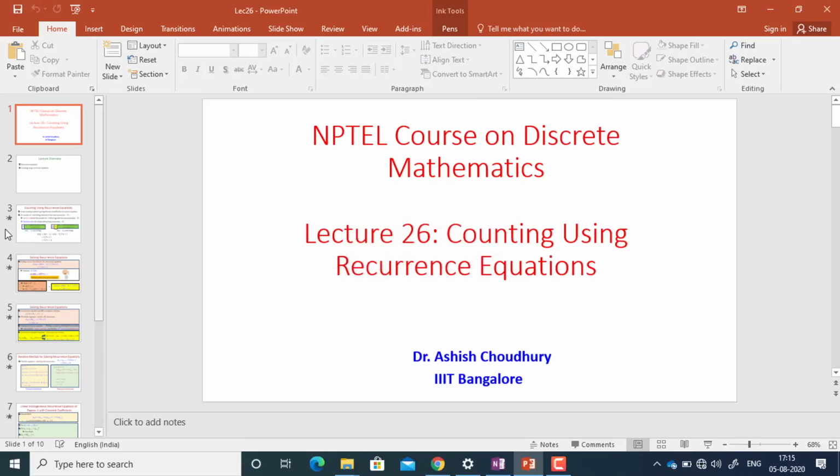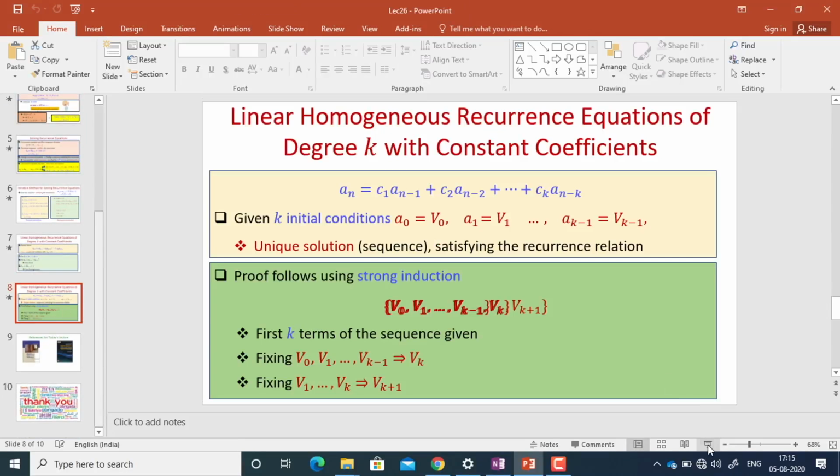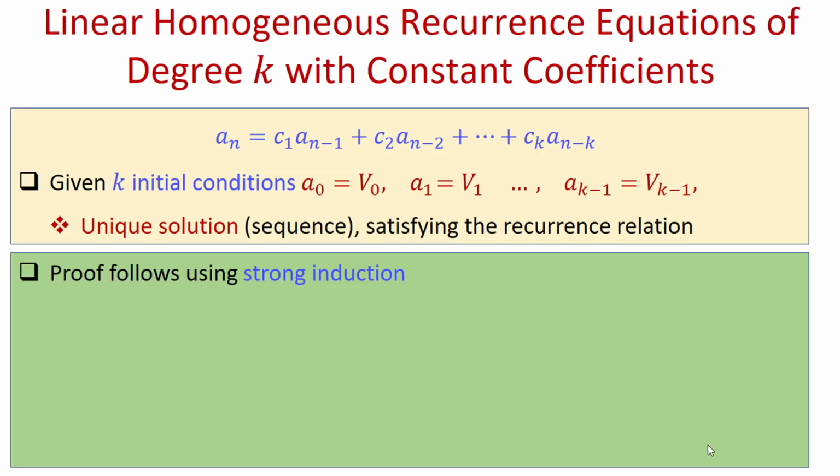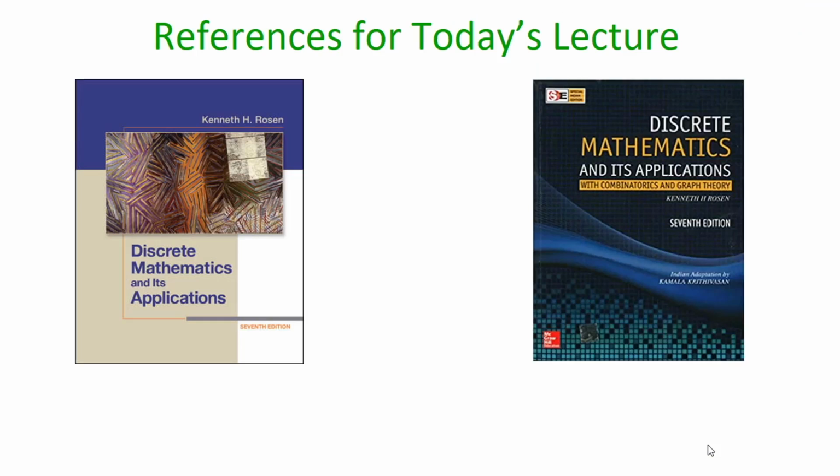But if you are given the initial conditions as well, and the number of initial conditions is the same as the degree, then there will be a unique sequence or solution satisfying your recurrence condition. So that brings me to the end of today's lecture.